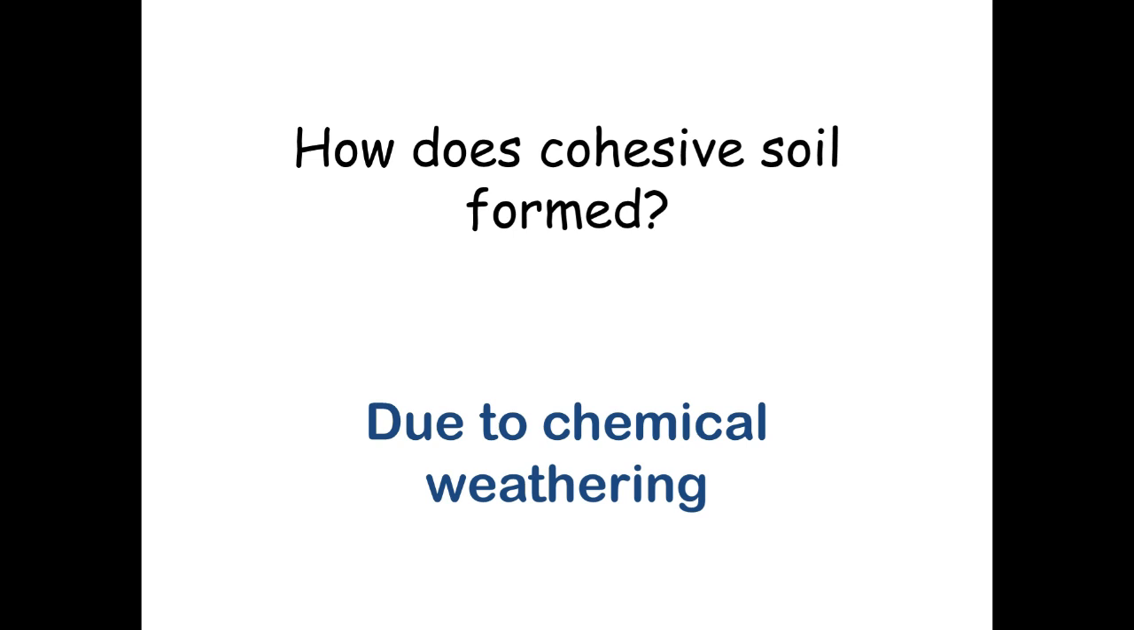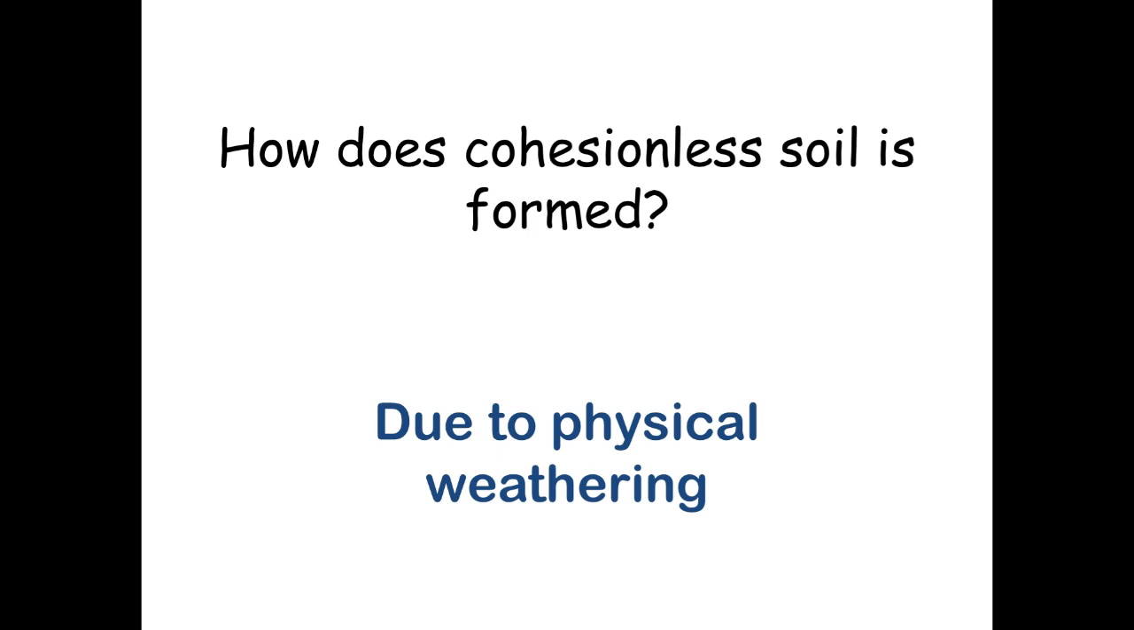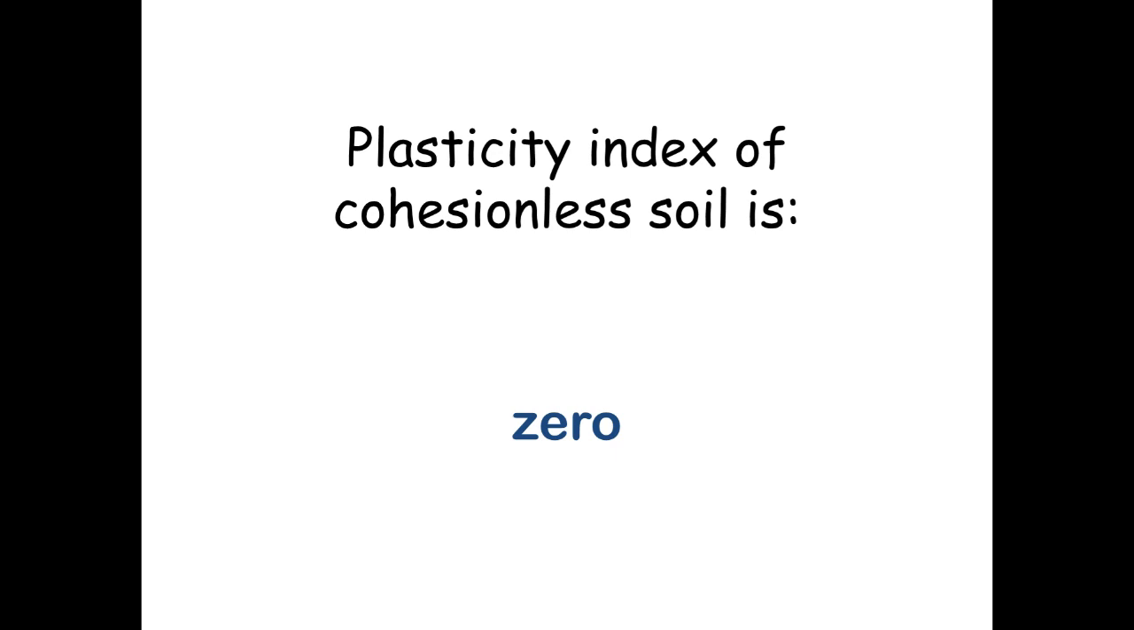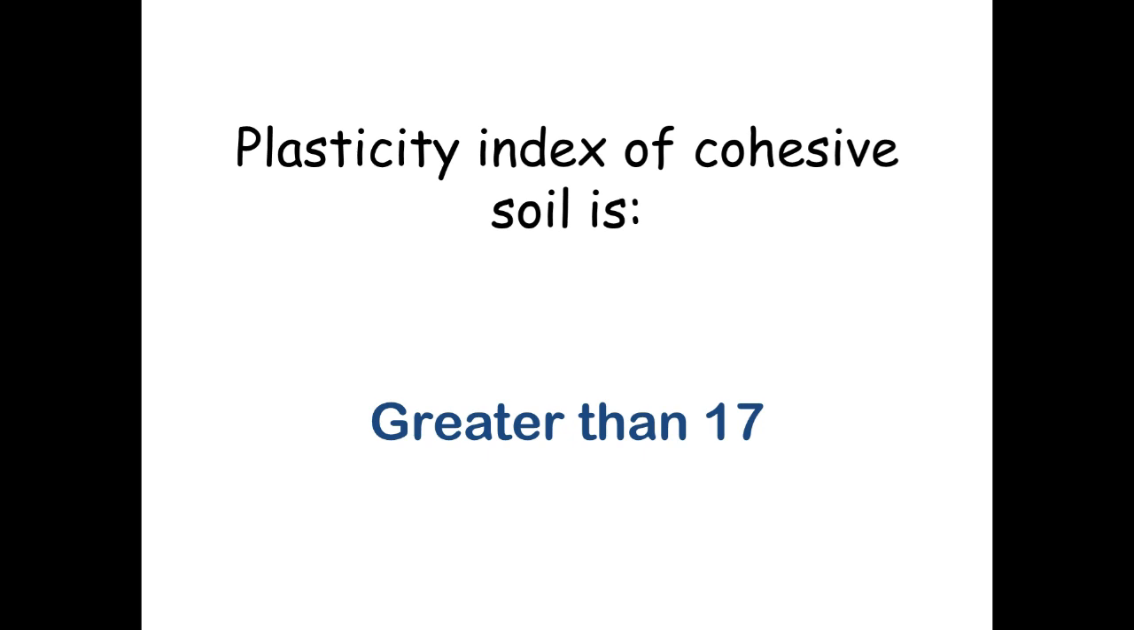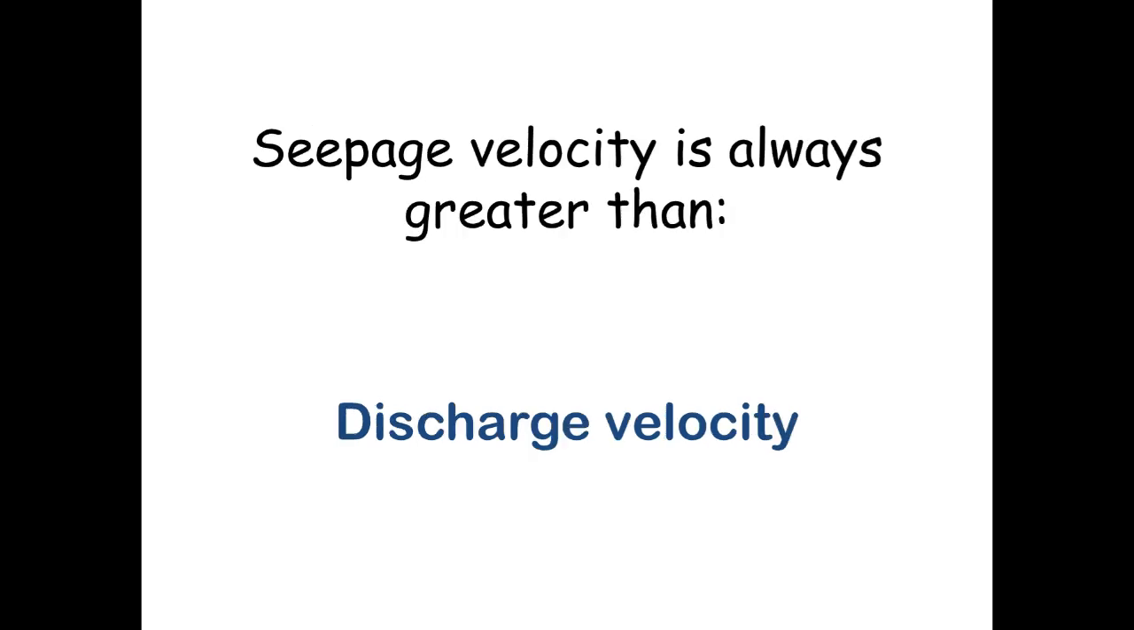How are cohesive soils formed? Cohesive soils are formed due to chemical weathering. How are cohesionless soils formed? Due to physical weathering. Plasticity index of cohesionless soil is 0. Plasticity index of cohesive soil is greater than 17. If plastic limit is greater than liquid limit, the plasticity index is reported as 0.